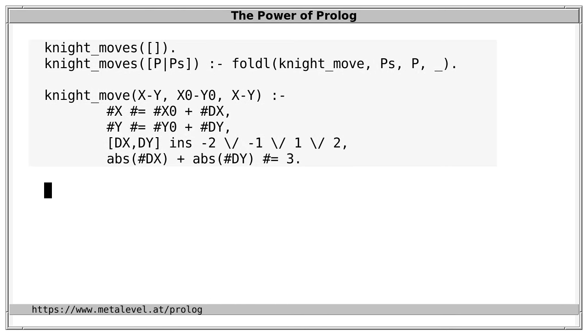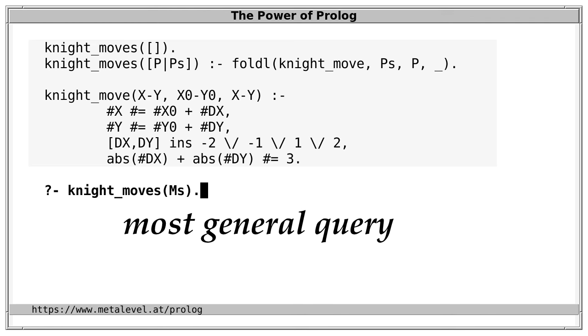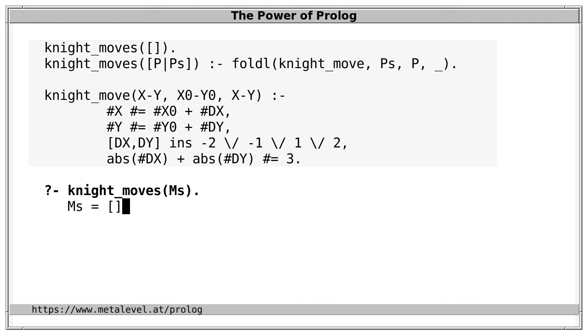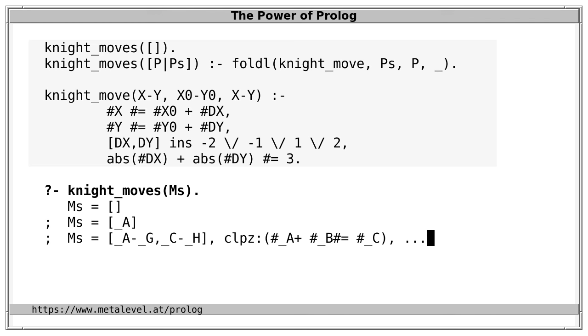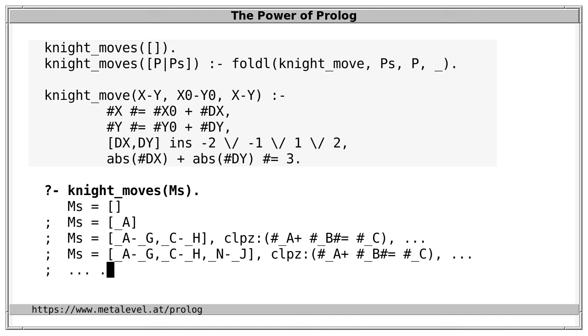So this is our definition of a sequence of knight moves. Well, let's ask a few queries. A good starting point is always the most general query, where all arguments are variables. So we are asking, are there any solutions at all? In this case, any knight moves Ms. And in response, Prolog tells us, yes, the empty list is such a list of knight moves. It fits the definition. A list with one element is also such a list of knight moves. And on backtracking, we get more and more answers for lists with longer and longer lengths.